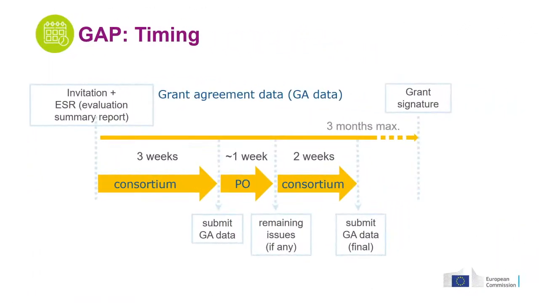Now, here is another, more specific diagram on the grant agreement preparation timing. These 3 months that you have been assigned to prepare for the grant: the clock starts by receiving the invitation. You also receive the evaluation summary report with some comments from the 3 reviewers assigned to review your project, and you should start already from that time.